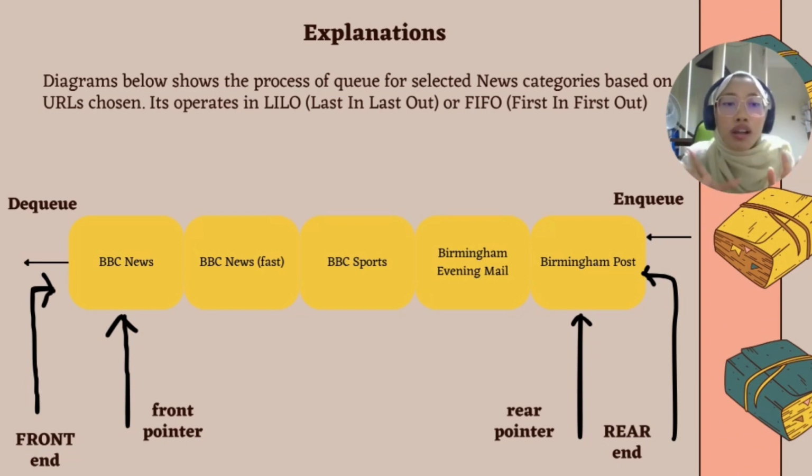Since the URL chosen here is BBC News, it's being dequeued. We took this one, and since we clicked on the URL, we have this one as the news that we want. That's why it's being dequeued here. There are still a lot more, but this is the sample size I showed you, which is only 5 news here.